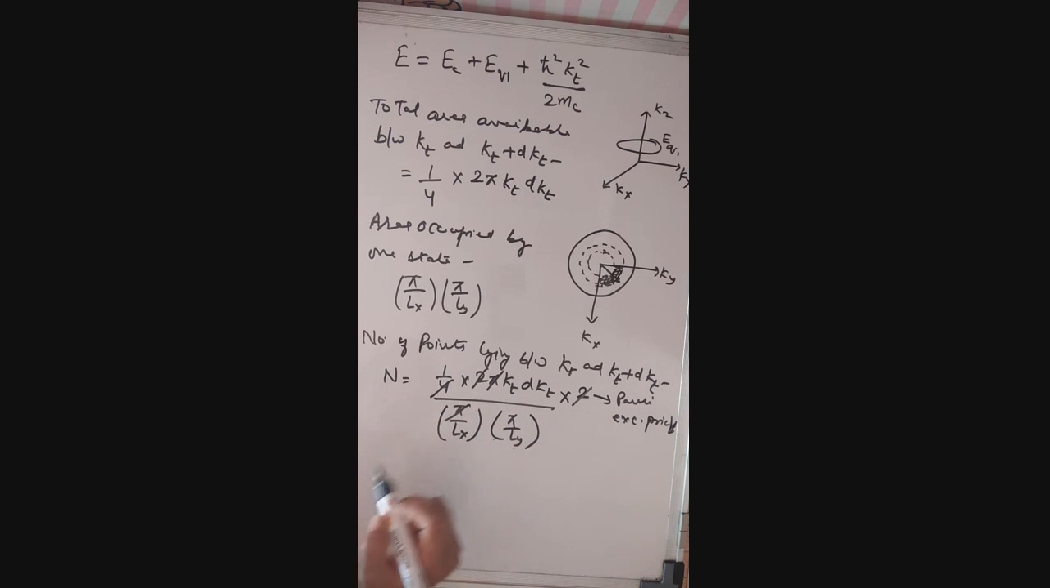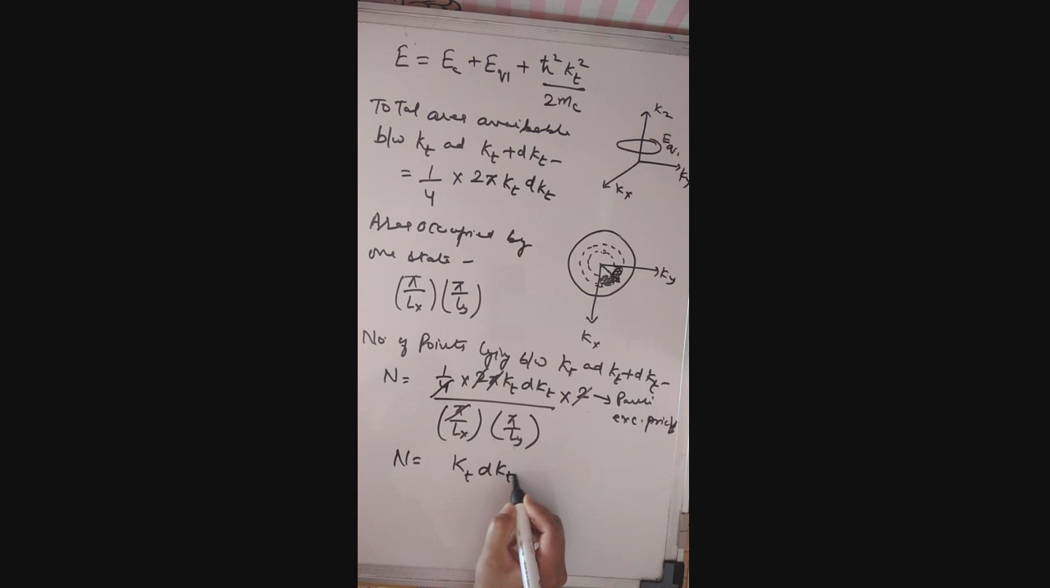This pi is cancelling out, so we get n equals to, the remaining terms are kt dkt, and divided by... this Lx and Ly I am taking in the numerator, and we have the pi here. Okay, this is the n we are getting. Now we have to find the density of states.